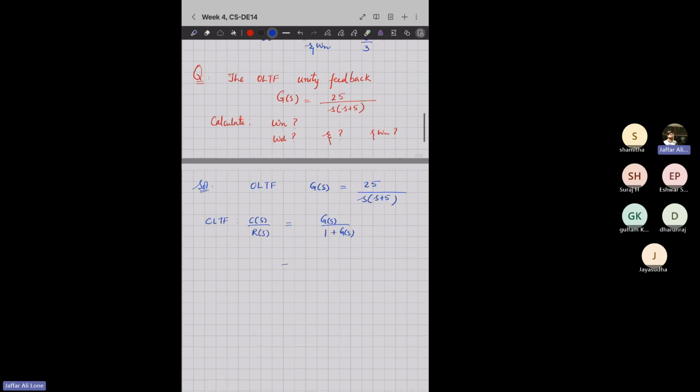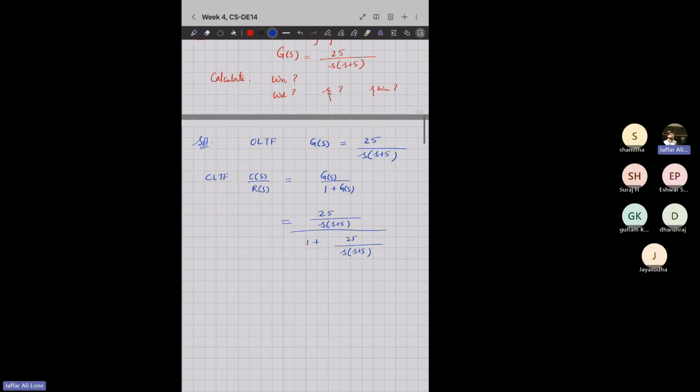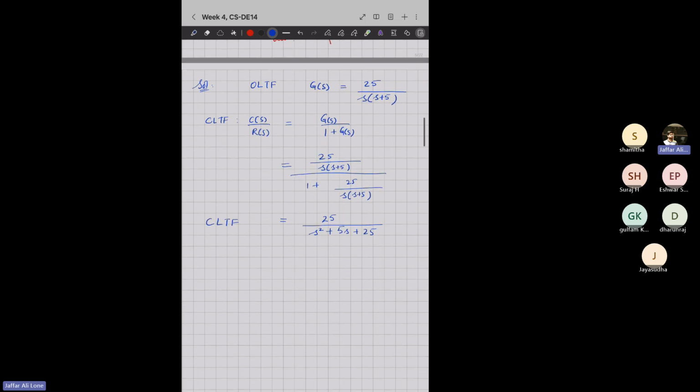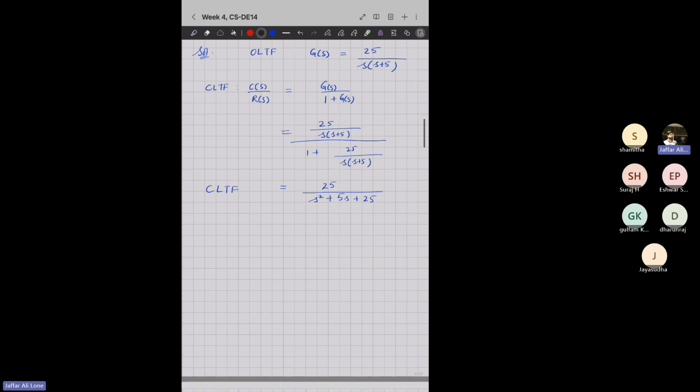So my CLTF will be this. And what is my G(s)? G(s) is 25 divided by s into s plus 5, divided by 1 plus 25 divided by s into s plus 5. When we solve it, what we will get? We will get 25 divided by s square plus 5s plus 25. This is my CLTF of the second order system which was given. But you also know the standard CLTF of a second order system.